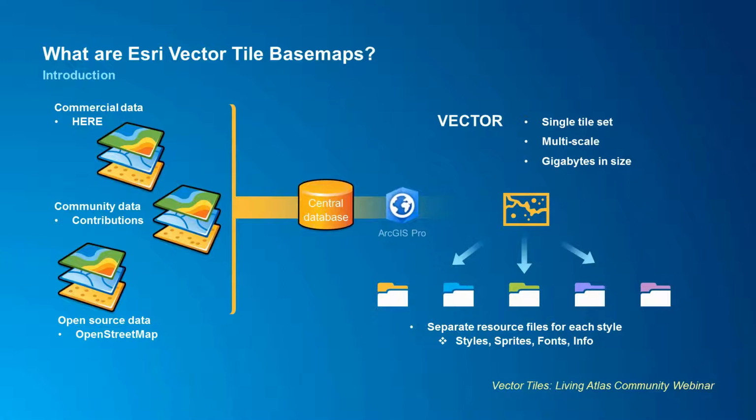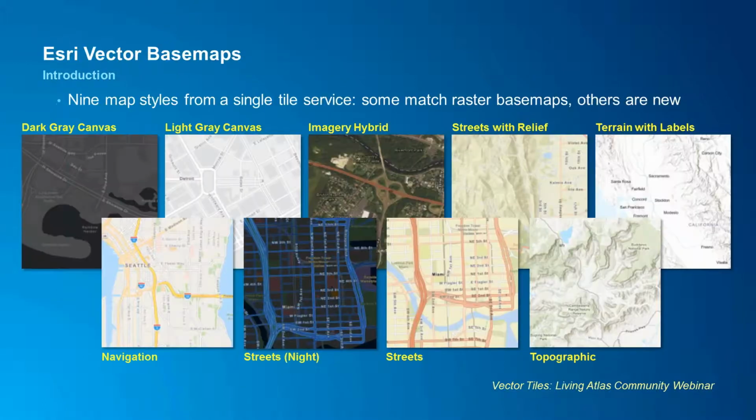Currently, we have nine basemap styles that are served from this single tile set. Some of these styles match our raster basemaps, such as our street map and topographic map, as well as our light and dark gray canvas map and terrain with labels. And then others in this set of nine are brand new to our basemaps. That's the navigation map, the street map at night, and a dedicated imagery hybrid map.